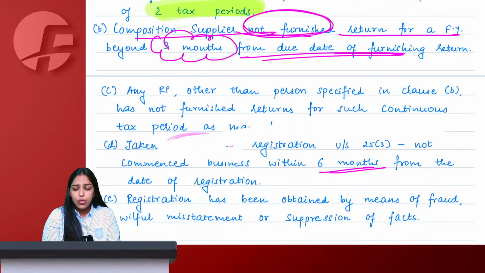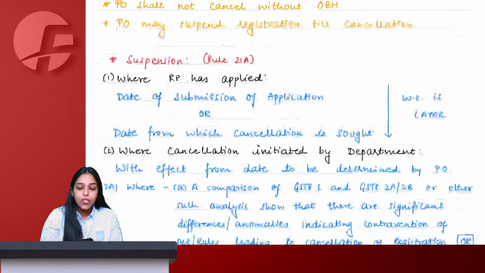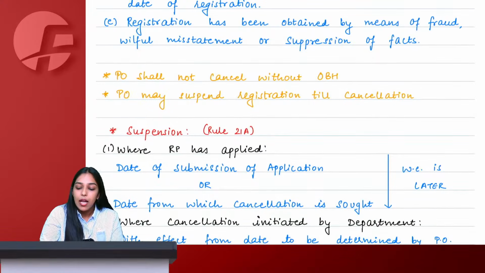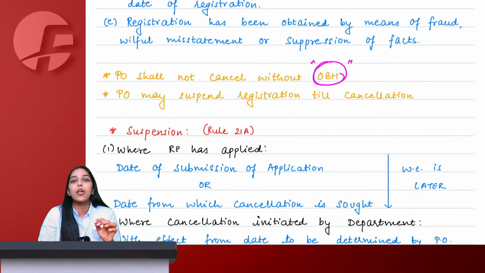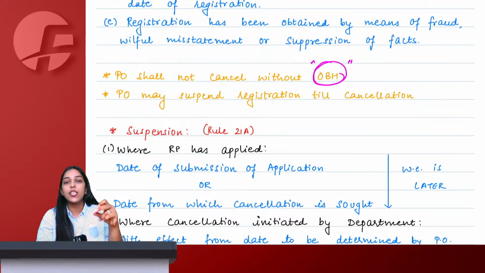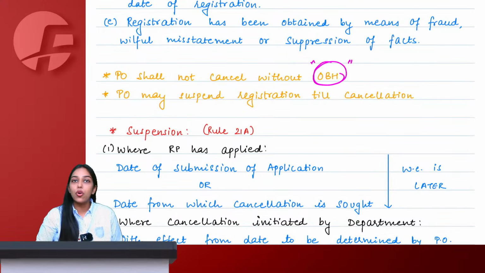Okay. So for all of these cases, the proper officer can first issue you a show cause notice, which means they are giving you what is OBH, opportunity of being heard. OBH is opportunity of being heard. So a proper officer will issue you a show cause notice, which means they will give you 1 opportunity of being heard, and based on your reply, they can then cancel your registration suo motu.